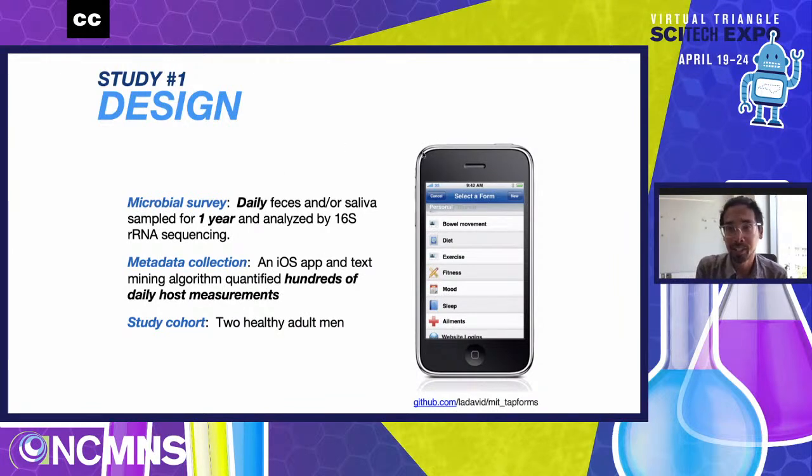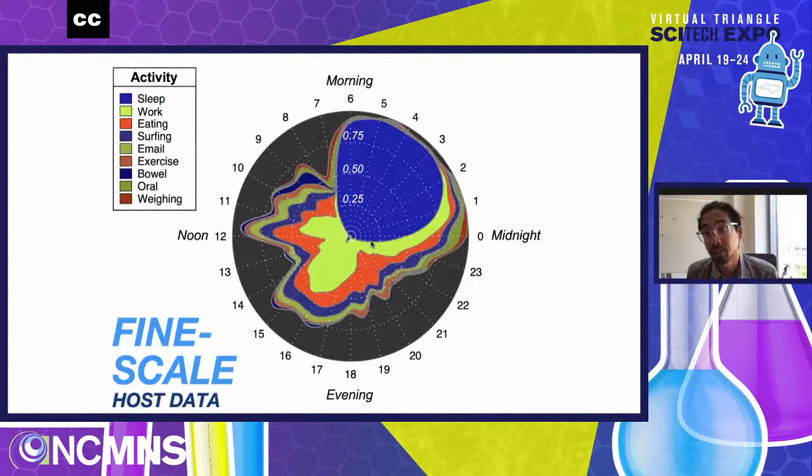I ended up making an app to try and track that. The reason I made that app wasn't only to track it, but also because it was a great excuse to get an iPod, which I had really wanted. So I got the iPod, I wrote the app, and then we spent a year every day sampling our own microbiomes and writing down also what we were doing to see what kinds of patterns came out of that.